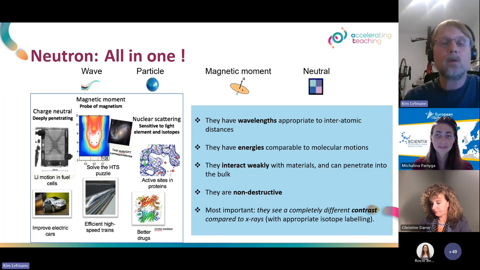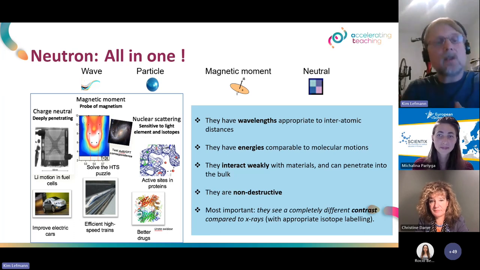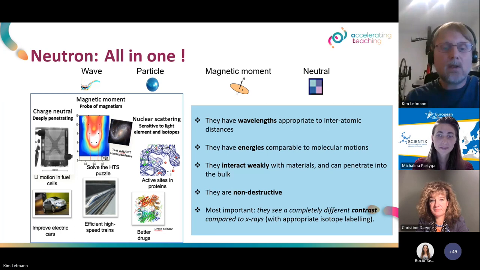Their wavelengths fit very well to the distance between atoms. The energies fit very, very well to the vibrational energies in molecules and solids. They interact only weakly, which means that they can penetrate deep into the material. They are non-destructive, so the material still exists after you have shot into it. And they have a different contrast, so that you can see different things that X-rays cannot see.